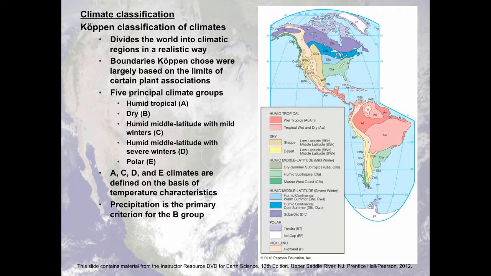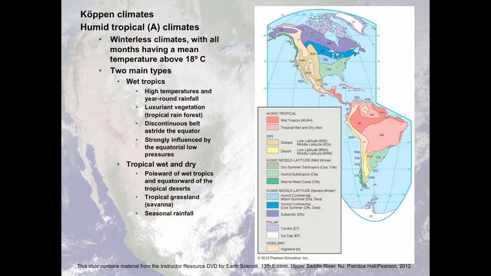The A, C, D, and E, that is all of the climate zones except for the dry, are defined on the basis of temperature, and precipitation is the primary criterion for the B group, that is the dry zone. On the right you see a general map of the Western Hemisphere showing the different zones. You'll also notice there's a 13th one at the bottom, the Highland classification, H. That's not really shown or described here in the left classification. That's a slight combination category that we'll get to at the end.